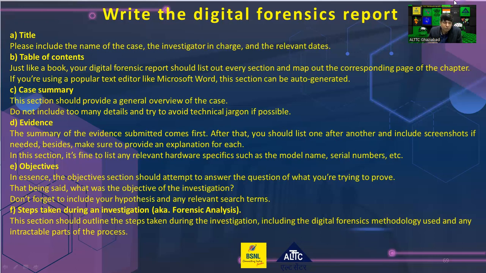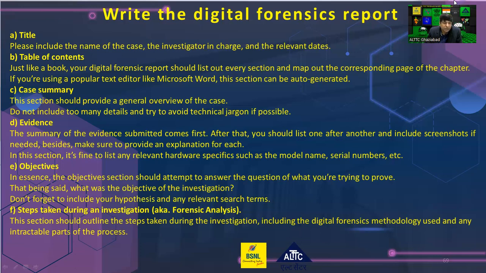Case summary. This section should provide a general overview of the case. Do not include too much detail and try to avoid technical jargon if possible. Evidence. The summary of evidence submitted comes first. After that, you should list them one after another, including screenshots if needed. Besides, make sure to provide an explanation for each. In this section, it is fine to list any relevant hardware specifications, such as the model name, serial number, and the like.